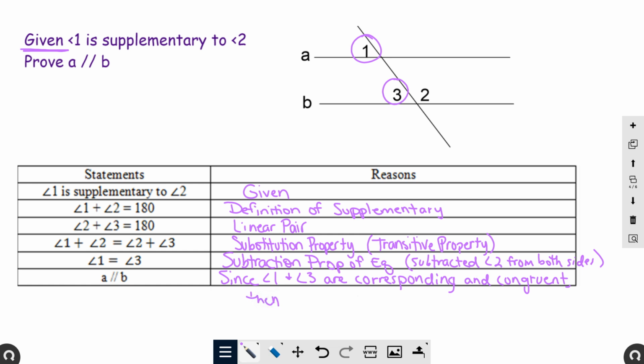then A is parallel to B. My board does not like me. That is a B.